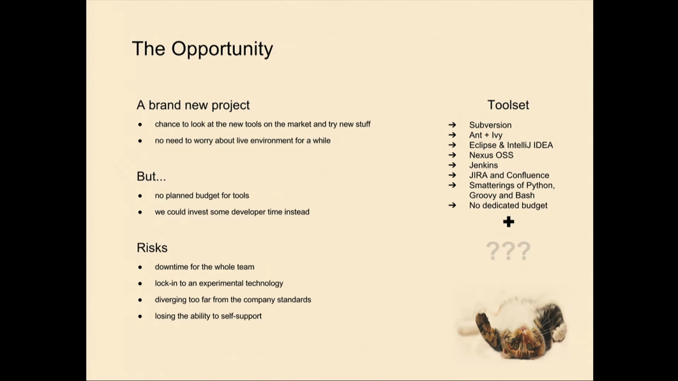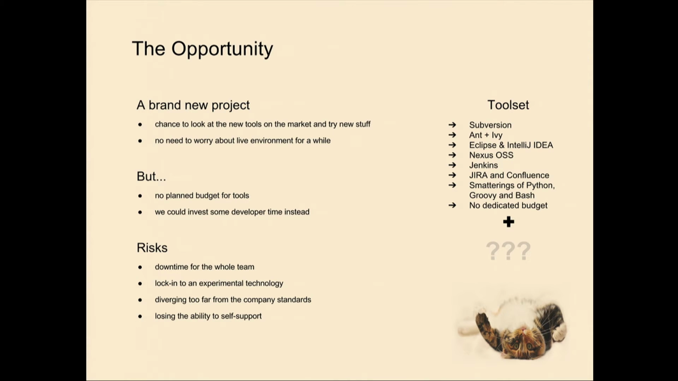And yes, there were some risks. Downtime for the whole team is something very bad, not so much for the lost productivity, but again for the reputational damage within the company. The team cannot deliver. And we didn't want to be locked into experimental technology, especially if it's branded experimental. Even if it works for us, that's still not good, because in general, companies like mature products. So the image of the product being mature was very important.